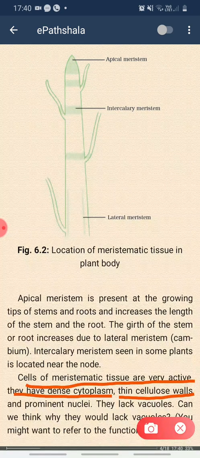Okay, and it has a prominent nucleus, very prominent, very active. So because this cell is active in division, constantly it has to divide, it has dense cytoplasm, and the cell wall is also very thin. Okay, so because of that, it lacks vacuoles, because the vacuole's function is in the case of a plant.